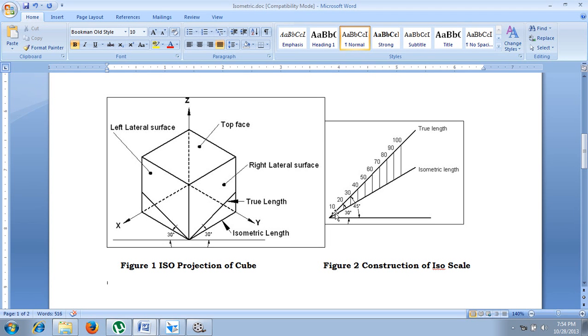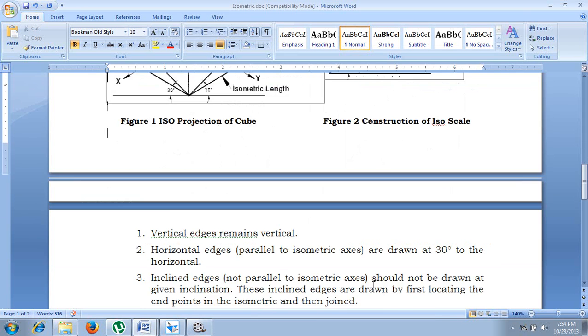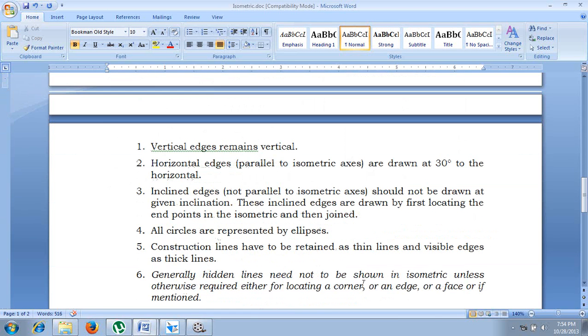In the same fashion, from this point to this point is isometric length of 20, and here to here is isometric length of 30, isometric length of 40, 50 and so on. It will be continued. One can easily construct the isometric scale in manual drawing. Now, what are the guidelines to be followed to construct the isometric projections? Here you can go through.